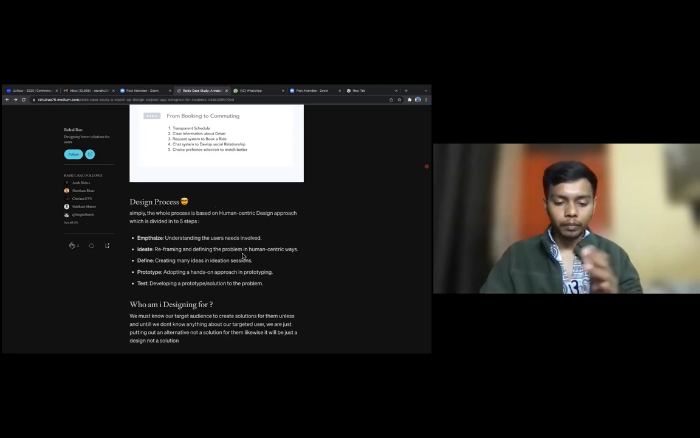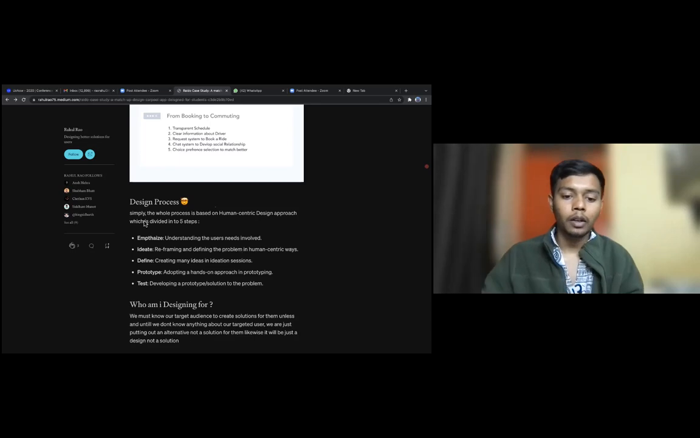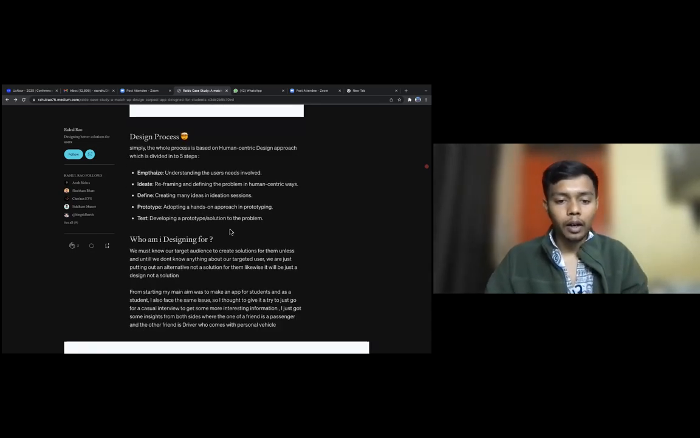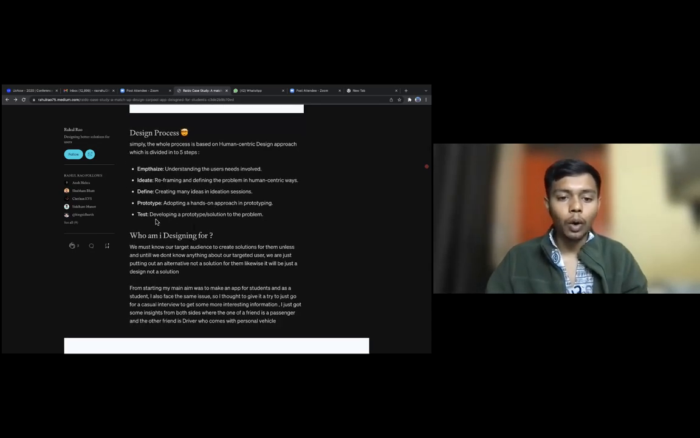Eventually you will have a benefit, a plus point, because you have actually worked on the problems or pain points that the user is facing. Now, coming back to our case study, let us see who I am designing for.